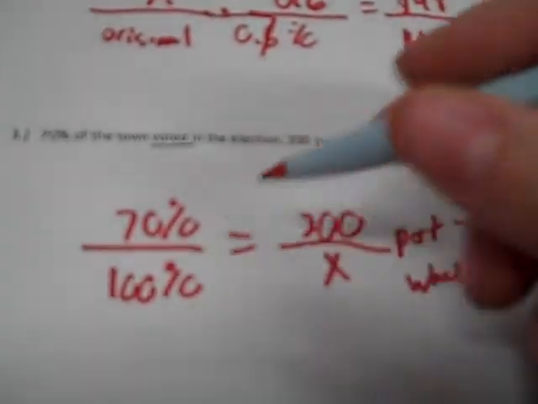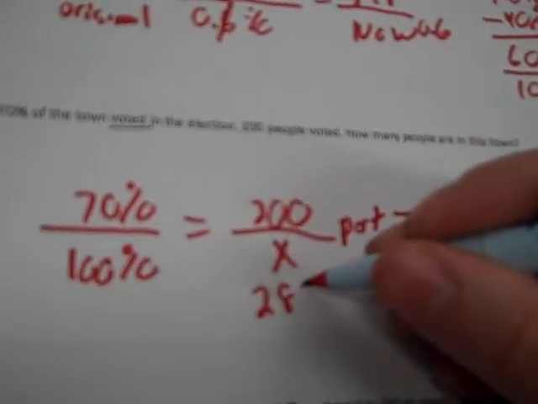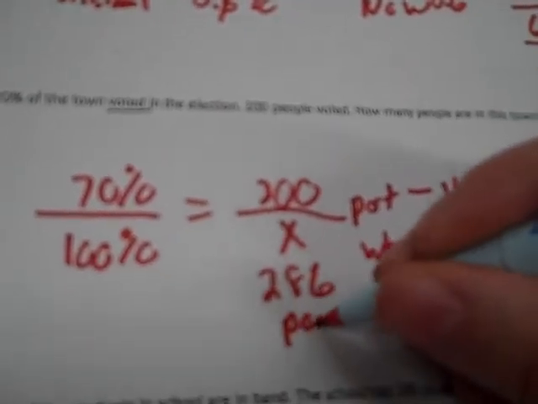So I cross multiply and divide 100 times 200 divided by 70, and that gives me 285. I'm going to say it's 286, okay? So 286. Okay, and it's 200 people, so 286 people.